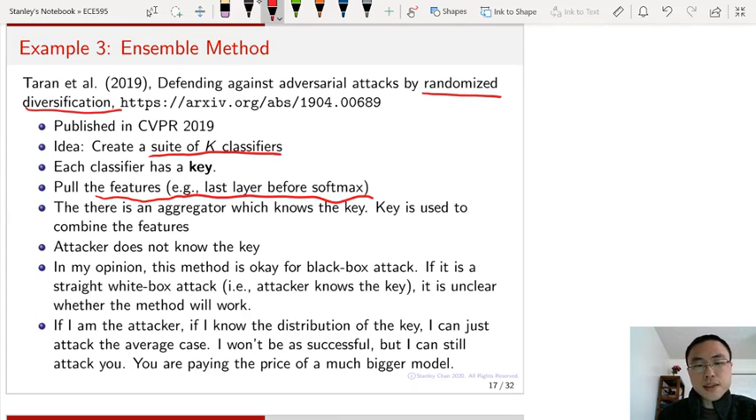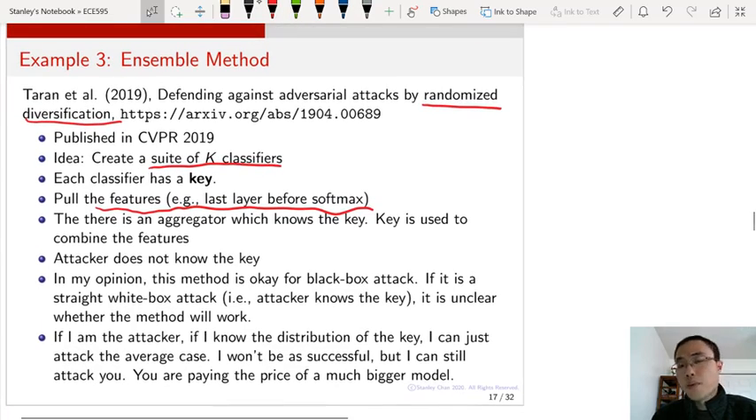In my opinion, this method is okay for a black box attack. But if you're really doing a white box attack, that means the hacker also knows the key, then it becomes unclear whether this method will be able to defend. And if I am a hacker, what I would do is assume I know the distribution of the key. This may or may not be true, but suppose I do know the distribution of the key. I don't know exactly which key you're using in this particular instance, but I know that you have several keys, and these keys are uniformly distributed across the space.